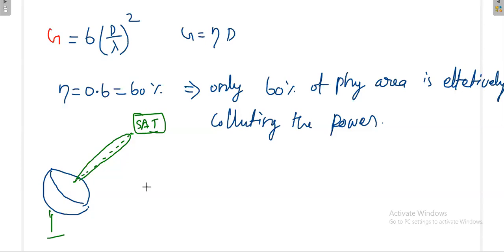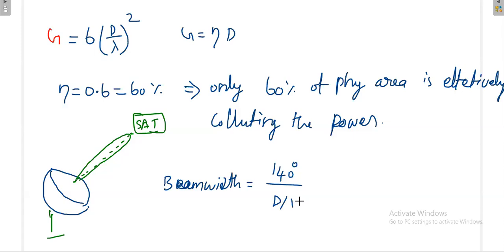Now, what is this beam width? The beam width formula I'm directly writing. Beam width, it's very important, it has come in exams as a question. Beam width is equal to 140 degree divided by d by lambda. Please always remember it in some format.